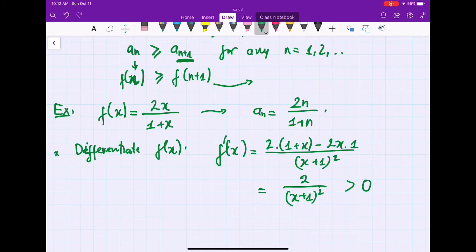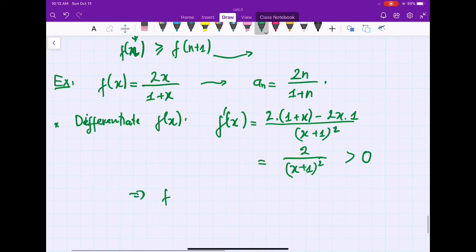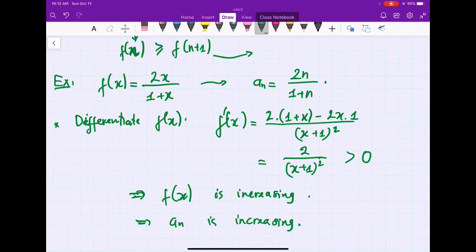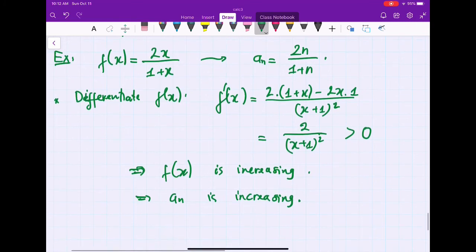The derivative is always positive. So what does it mean? The derivative is positive means the function is increasing. Right? That's what we learned in Calculus 1. And this is increasing on the whole domain, right? So if the function is increasing, that means the sequence is also increasing. So we use this all the time, don't forget that. We want to check if the function is increasing or decreasing. We take the derivative and check the sign of the derivative. And then if the function is increasing, the corresponding sequence is also increasing.